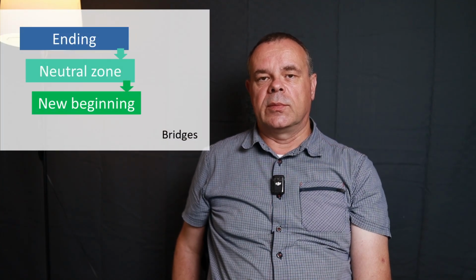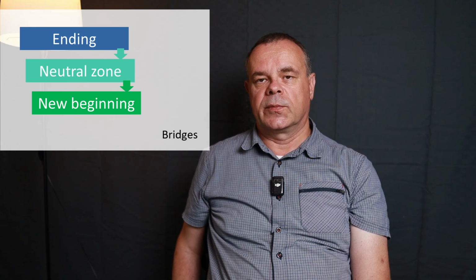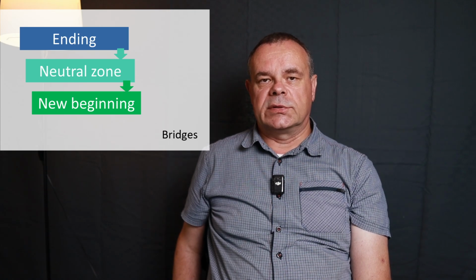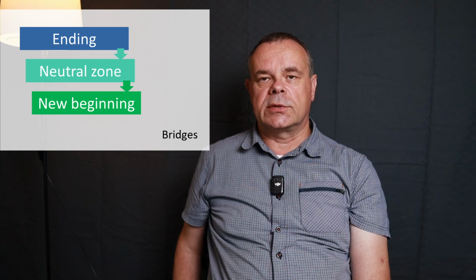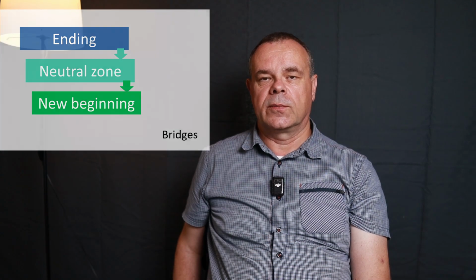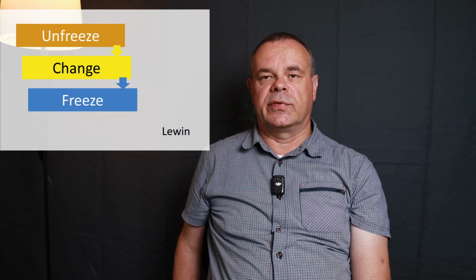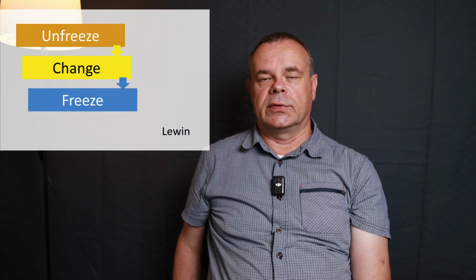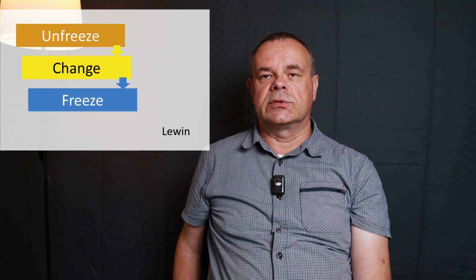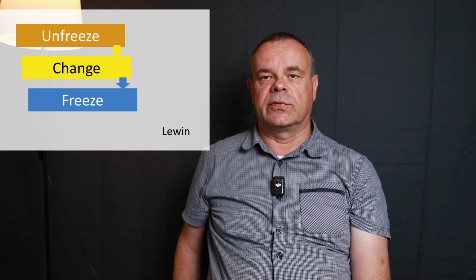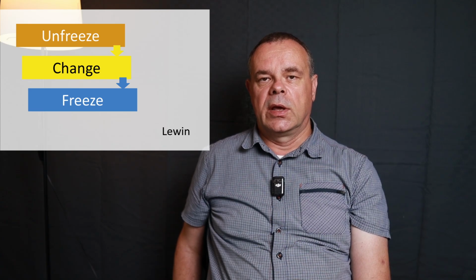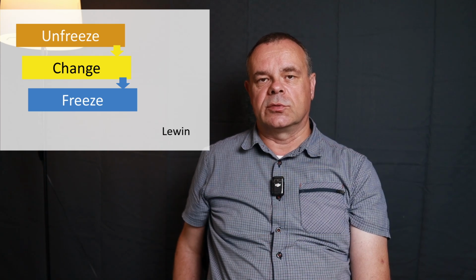Another model I want to show is the 3-stage model of William Bridges. The model is deceptively simple. Its 3 phases are ending, neutral zone, and new beginning. The model resembles the unfreeze, change, freeze model of Kurt Lewin. I show it because of its powerful message that for something new to begin, we need to leave some old solutions behind.